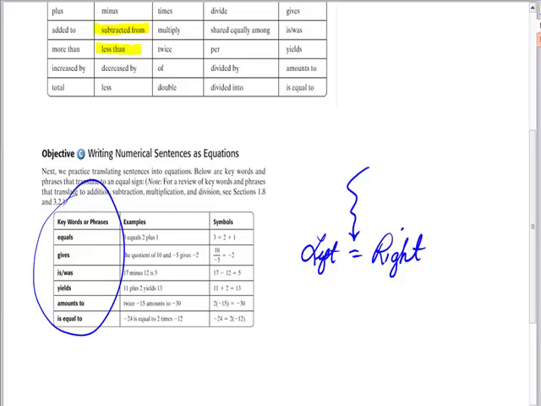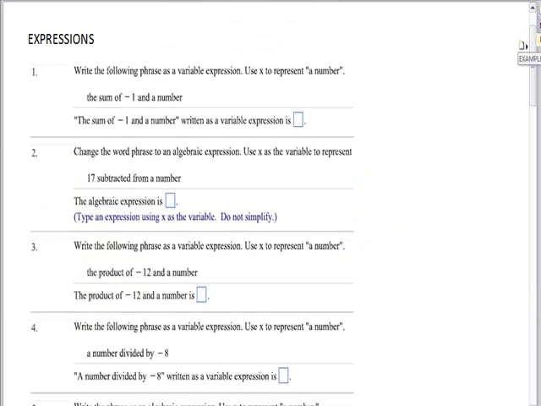Okay, let's practice doing some translations. We'll start out with expressions. These are not sentences. These are just phrases. All right, number one. The sum of, sum means what? To add. The sum of, I'll put my plus sign, -1 and a mystery number, which is x. That's what I would write down as the expression. The next one, 17 subtracted from a number. Okay, reversing phrase. It's going to be the mystery number minus 17.